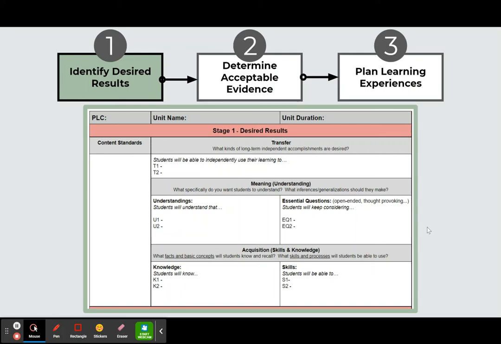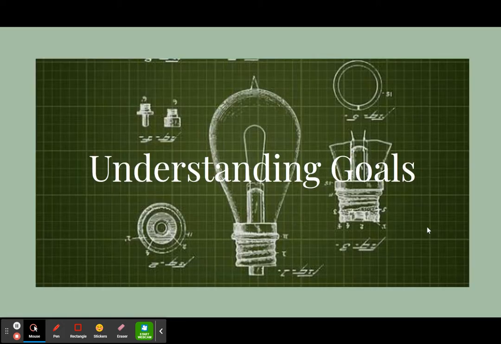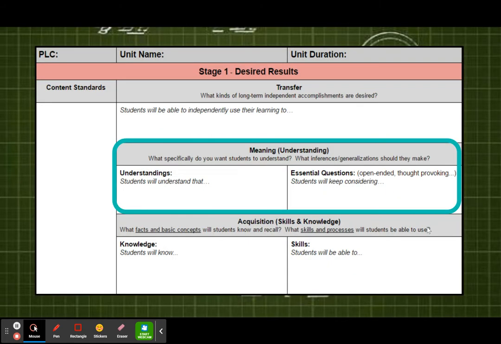So now we're going to continue our exploration of stage one of the UbD template where we're identifying desired results, and we're really going to dive into understanding goals and how to write them. This part of the template is that middle section right below the transfer goals, under the "meaning" (understanding) heading, where we're really asking ourselves what specifically do we want students to understand, and what inferences and generalizations should they make.